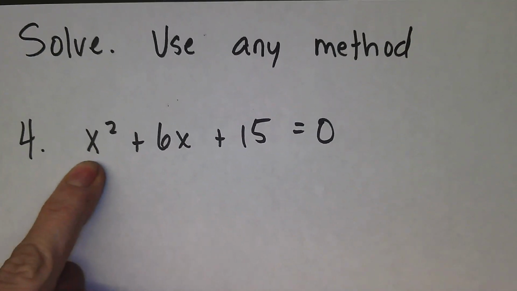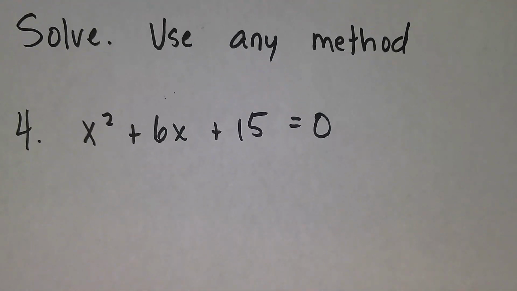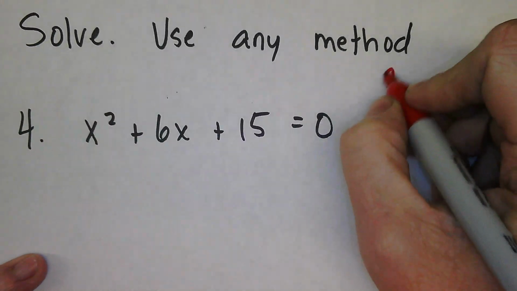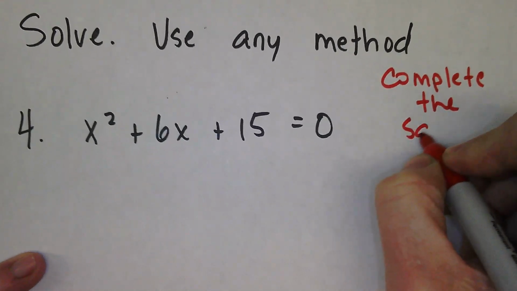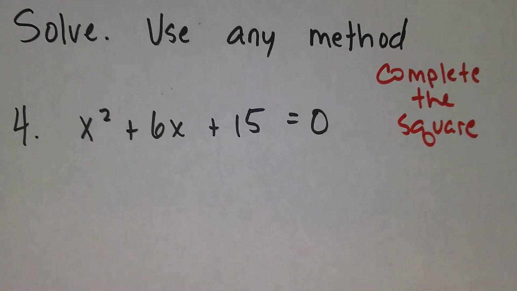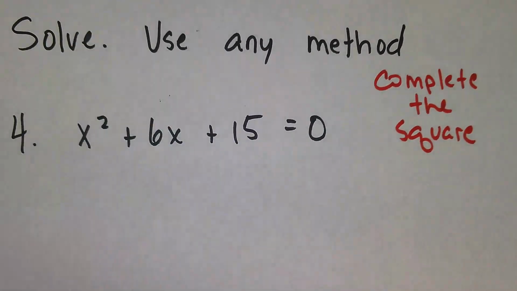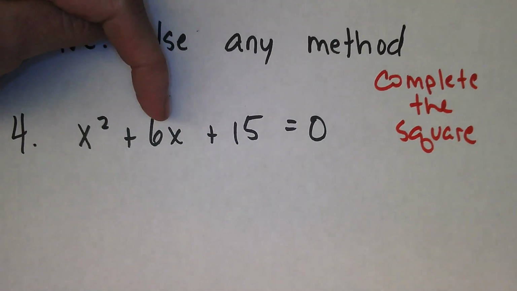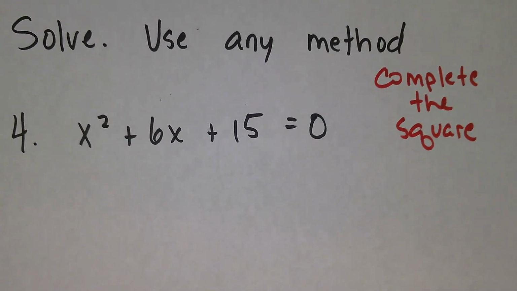What I'm noticing is that I have a single x squared, and then I have an even bx. So right away, what I'm thinking is complete the square. This is going to be the most efficient way because completing the square begins with a single x squared and then building around it my bx term, splitting that in half. So if this is even, I got one of those. This is great. That's what I want to do.